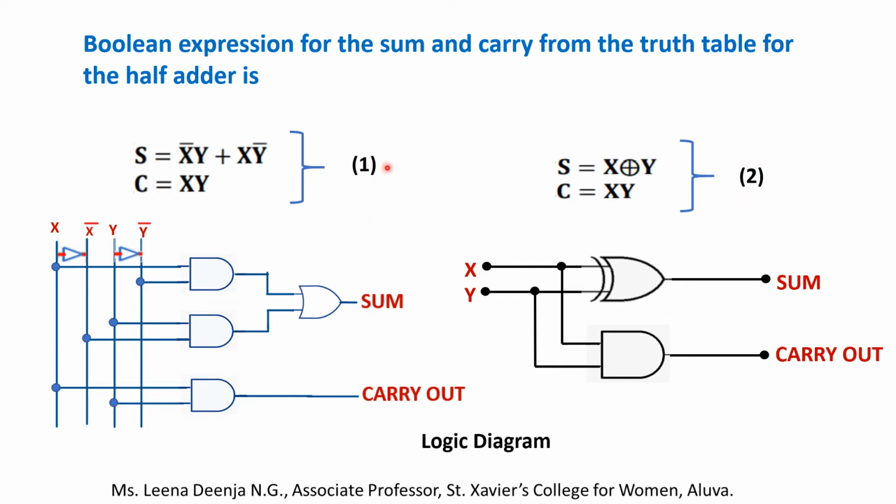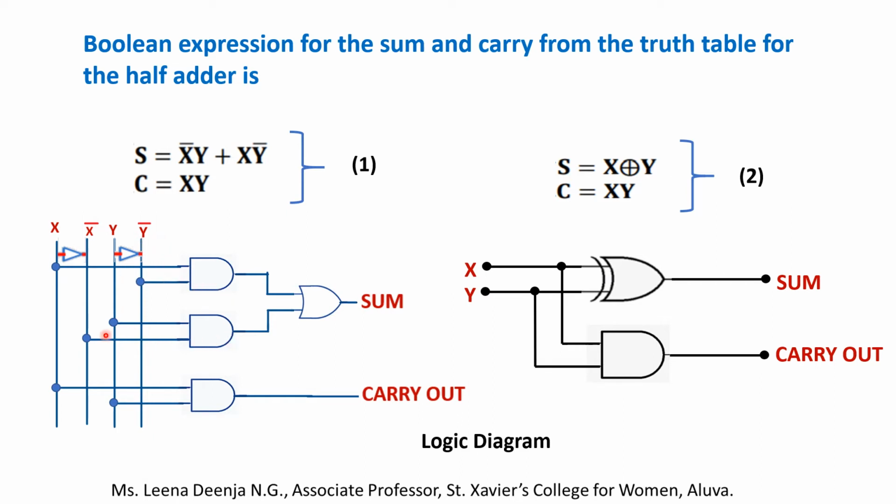From equation number 1, we can see that we can realize our half adder using AND gates and OR gates. So here the inputs are X and Y. Then connect one NOT gate to this input X. Then we get the input as X bar or X complement. Connect another NOT gate to this Y. Then the output will be Y bar. So here we have X, X bar, Y and Y bar as the inputs.